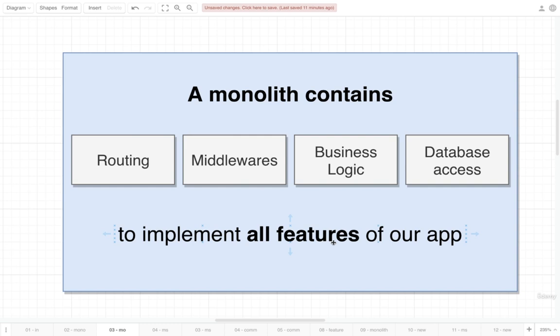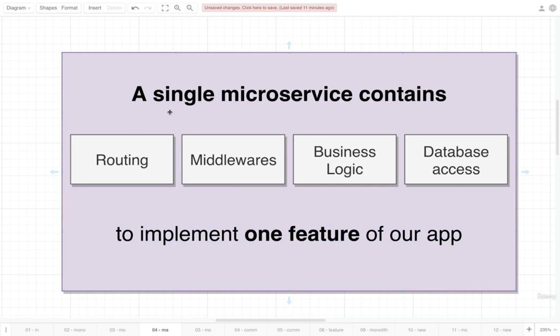Let's now take this diagram right here. We're going to make one or two changes to it, and that will then summarize or characterize what microservices are all about. So here's how we would characterize microservices. We would say that a single microservice contains all of the routing, all the middlewares, all the business logic, and database access required to implement one feature of our application. That is the big difference. So a monolith has all the code needed to implement every feature of our application. A microservice has all the code needed to implement just one feature.